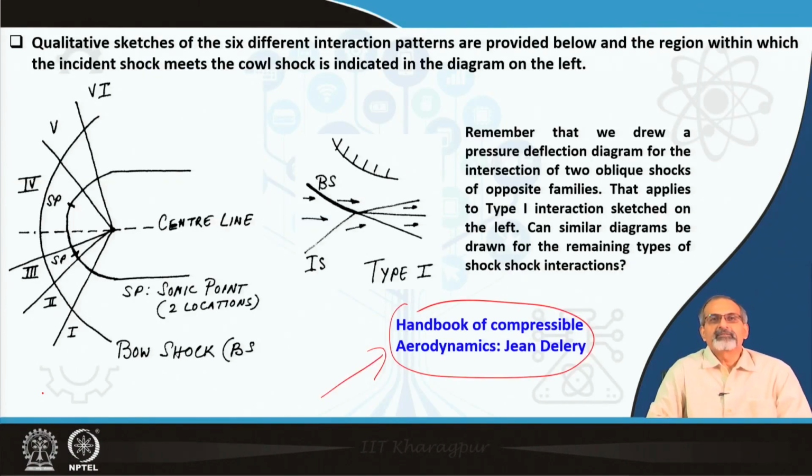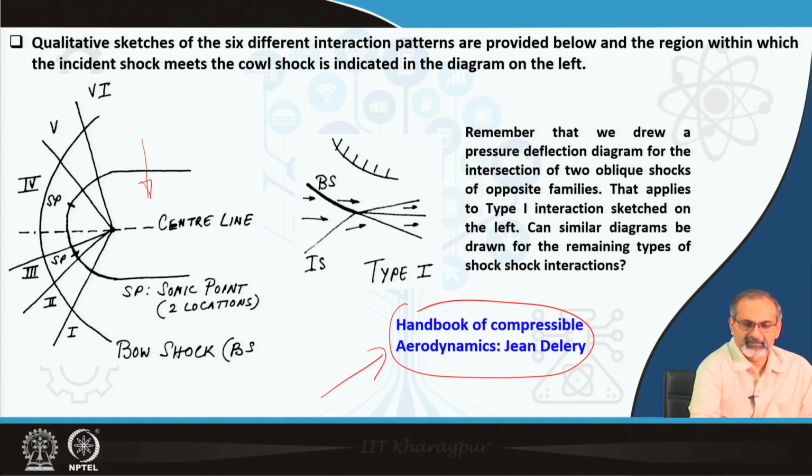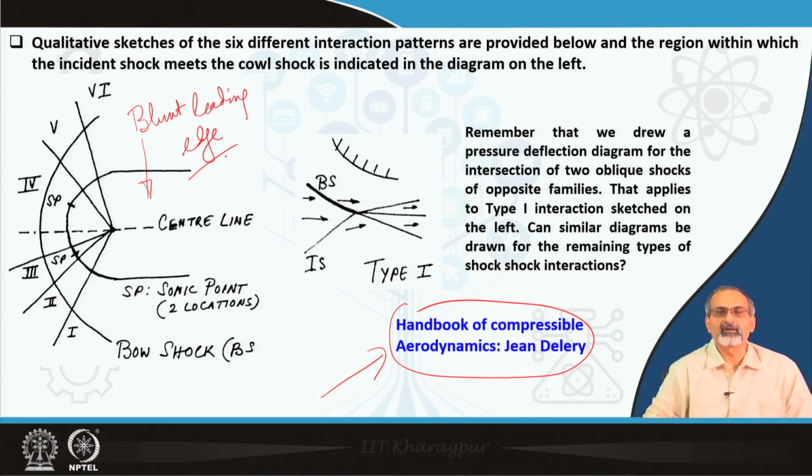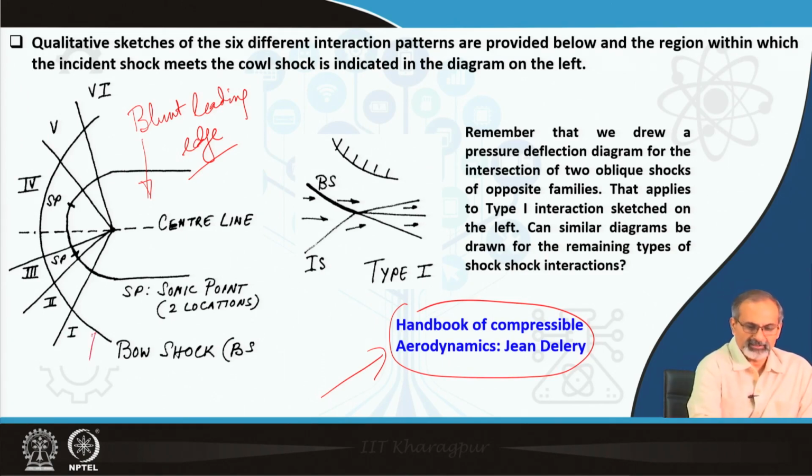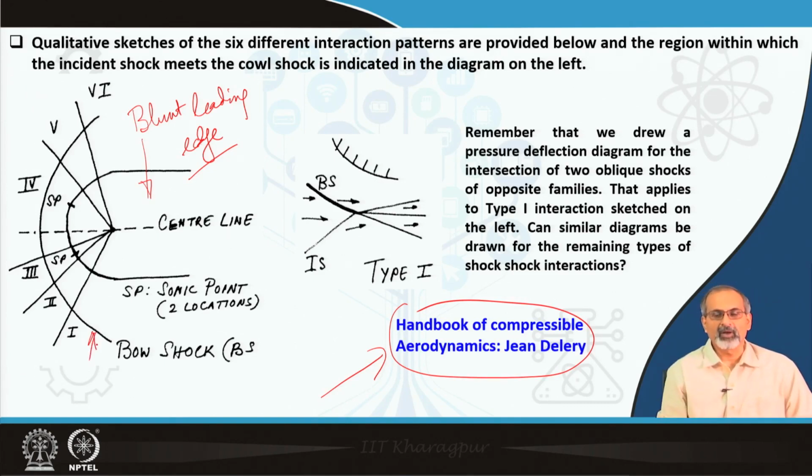We have qualitative sketches of the 6 different shock-shock interaction patterns provided below, and the region within which the incident shock meets the cowl shock is indicated in the diagram on the left. So, we have made an enlarged view of the blunt leading edge, which we were considering as the engine cowl of a scramjet engine. It could be occurring in other situations too on hypersonic vehicles, and you notice that the bow shock stands here ahead of the blunt leading edge, and additionally 6 sectors with Roman numbers have been marked. And one particular type of interaction also has been sketched here.